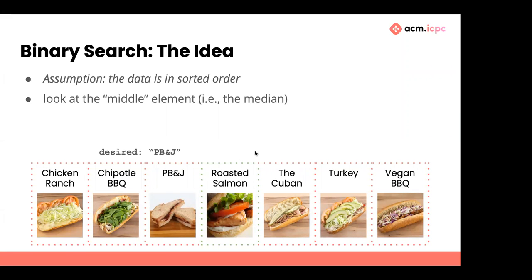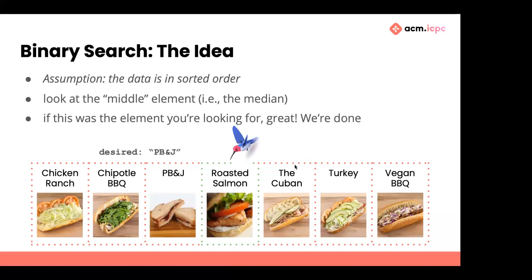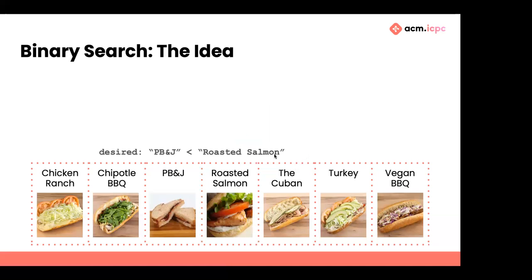So over here, roasted salmon would divide the list into two parts, one with chicken ranch to PB&J containing 3 elements, and then the Cuban to vegan barbecue. So roasted salmon is the middle element. We first look at the middle element and compare it to the desired one. I'm looking for PB&J. I see if PB&J is equal to roasted salmon. In this case, it's not, but it turns out that roasted salmon is in fact greater than PB&J.